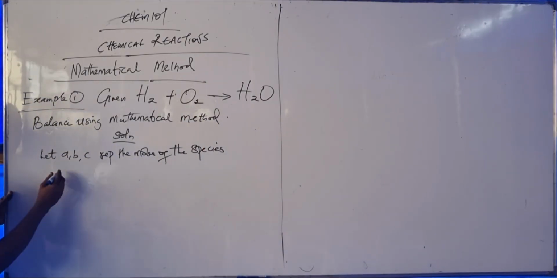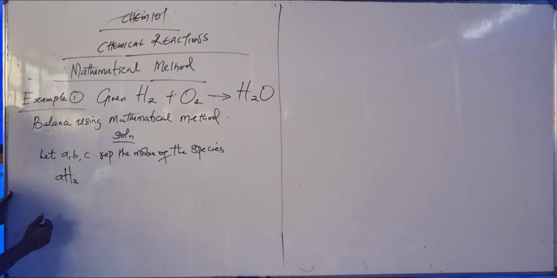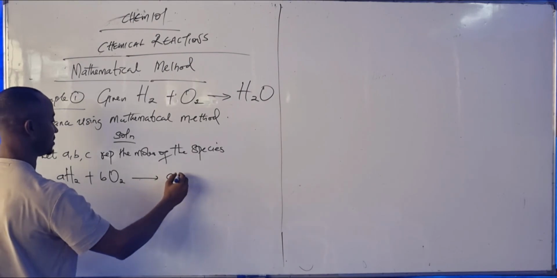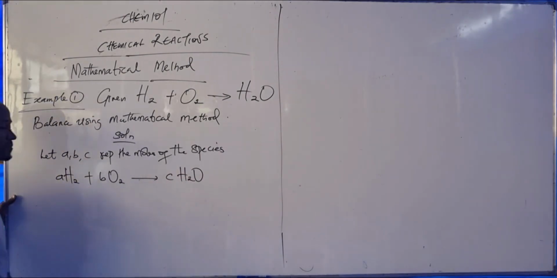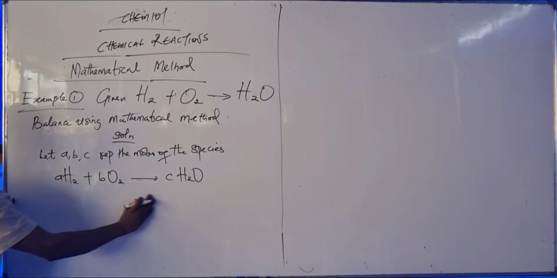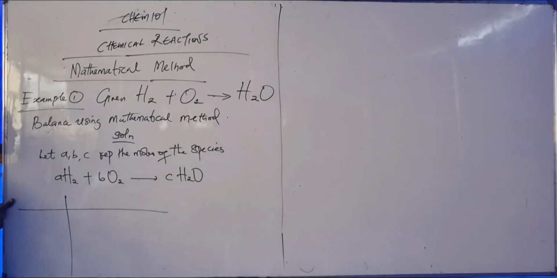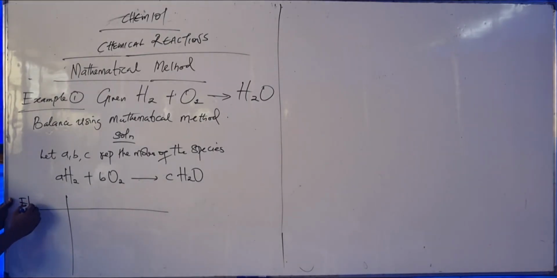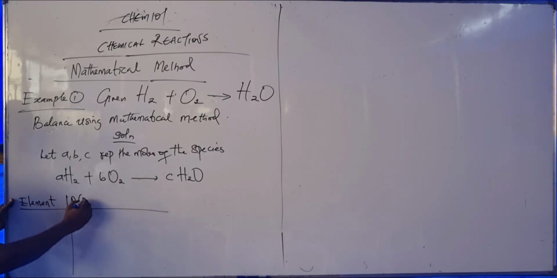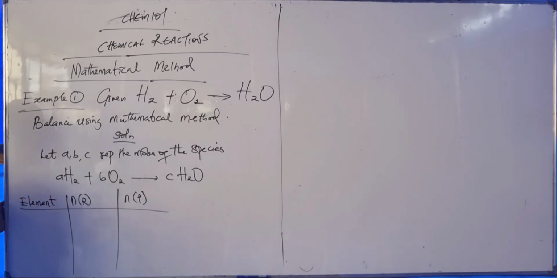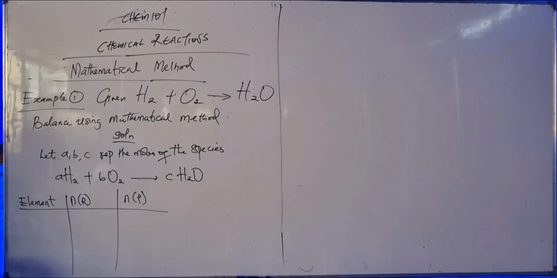So what will be here? A H2, plus B O2, and C H2O. Then after this, I will bring out my table. In the table, we have what we call the elements. Here we have the number of moles of the reactant, and the number of moles of the product.